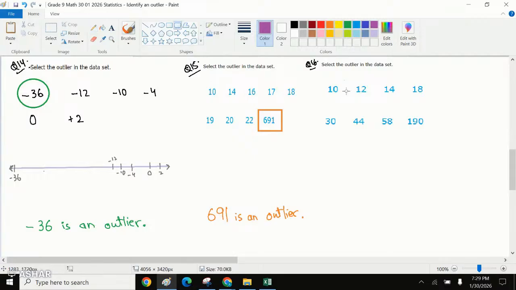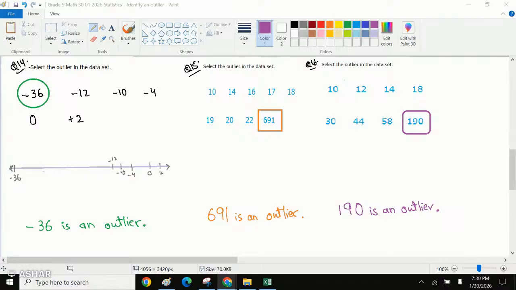Since 10, 12, 14, 18, 30, 44, and 58 are closer numbers, the extreme number would be 190. So we can say 190 is an outlier because it has a huge difference with the number prior to it. When the numbers have a big difference, that means they're outliers. Let's move ahead.